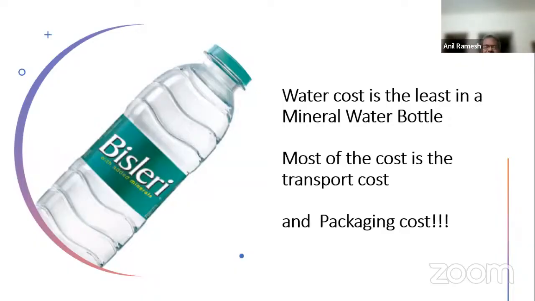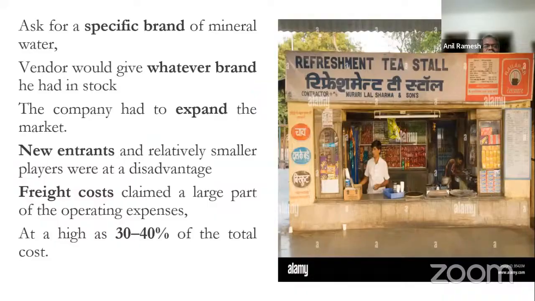It's a very peculiar product: we're paying less for the product, but we're paying more for the packaging and transportation and stuff like that. So vendors did not have any particular brand specificity. They would give whatever brand. So it was not very easy to get into such a marketplace. New entrants were at a disadvantage. They could not get a market foothold.